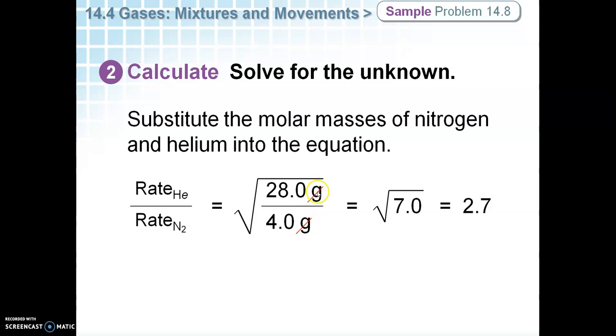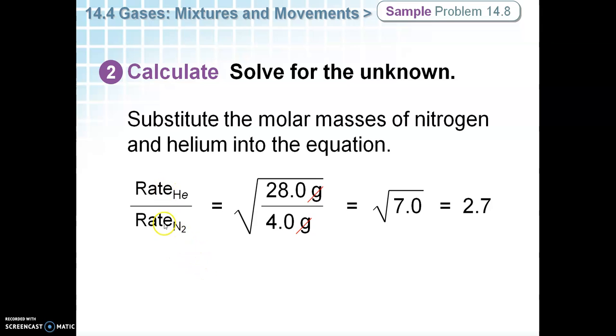By the way, they use the incorrect unit here. They just use grams per molar mass. It really should be grams per mole. Doesn't matter. It cancels out anyway, but we should be accurate here. So take 28 divided by 4 and you get 7. Square root of 7 on your calculator, you get 2.7. That's our answer. Notice we don't solve for one gas or the other. We solve for the ratio.